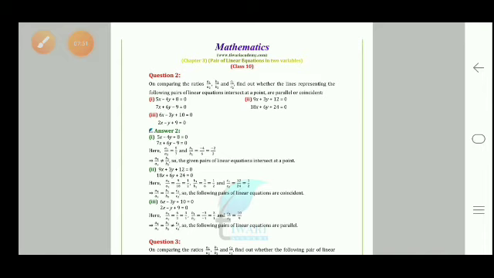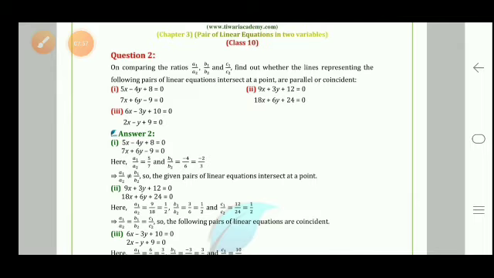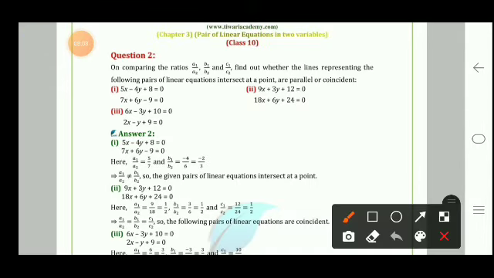In question number 2, on comparing the ratios a1 over a2, b1 over b2 and c1 over c2, find out whether the lines representing the following pair of equations intersect at a point, are parallel or coincident. So if you look at the very first part, it is given 5x minus 4y plus 8 is equal to 0. The second equation is 7x plus 6y minus 9 is equal to 0.